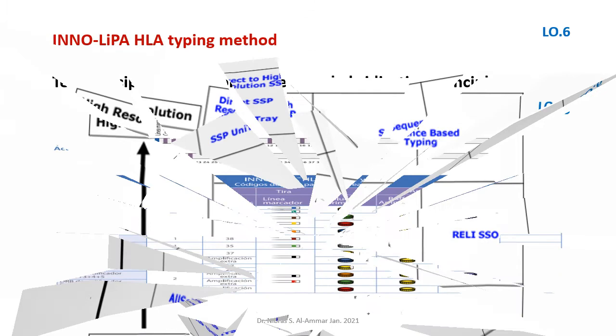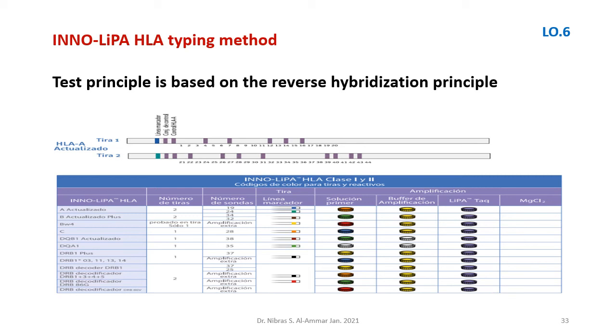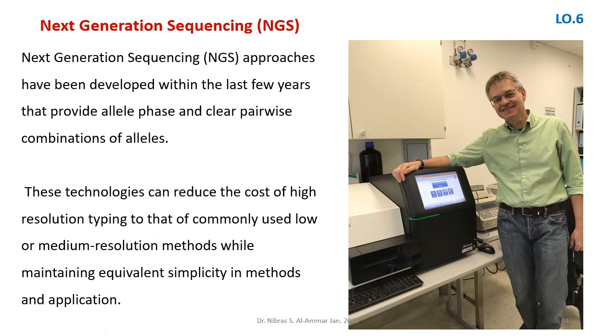Now there's also another method, the INNO-LiPA HLA typing method. The test principle is based on the reverse hybridization principle. Next generation sequencing, NGS, approaches have been developed within the last few years that provide allele-based and clear pairwise combinations of alleles. These technologies can reduce the cost of higher-resolution typing to that of commonly used low or medium resolution methods while maintaining equivalent simplicity in methods and application.